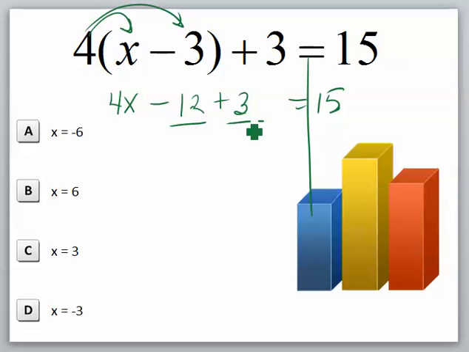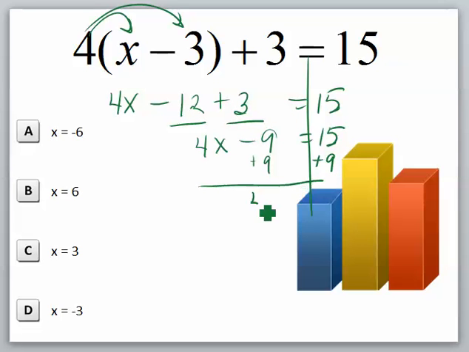Combine the like terms. I have a negative 12 and a positive 3, which gives me a negative 9. I will add 9 to both sides, which gives me 4x equals 24. And I'll divide by 4 on both sides, which gives me an answer of 6. My answer is B.